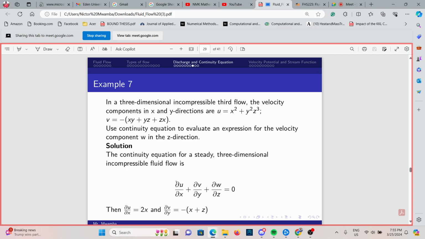Then find the derivative of u with respect to x and v with respect to y. We do not have w, so we're looking for w. So when you find the first term and the second term, substitute in the equation. So how do you find the first term? Differentiate the given velocity component u with respect to x.